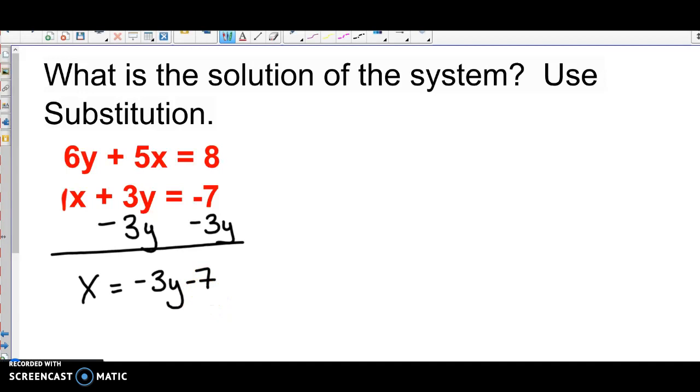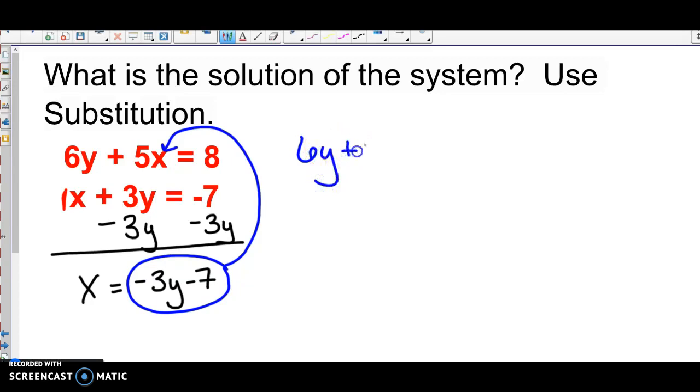Now I'm going to take that, and I'm going to plug it in for x in the equation that I didn't mess with. So now I have 6y plus 5 times negative 3y minus 7 equals 8. Now you should pause the video here and try and solve it, and then play it and see if you get the same answer I do.